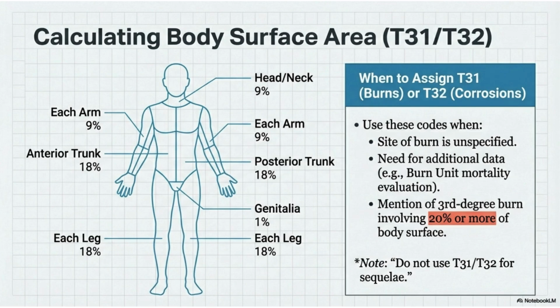The rule of nines helps us estimate total body surface area involved in burns or corrosions. These percentages guide when we assign T31 or T32 codes. We use these codes when the site of the burn is unspecified. Additional data is needed, such as for burn unit mortality. A third-degree burn involves 20% or more of the body surface. And remember, we never use T31 or T32 for sequela.